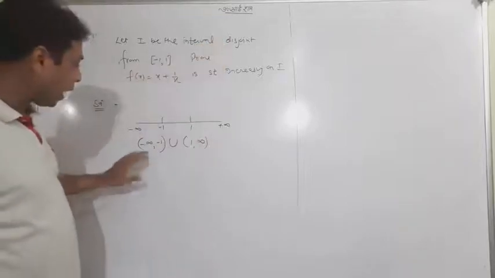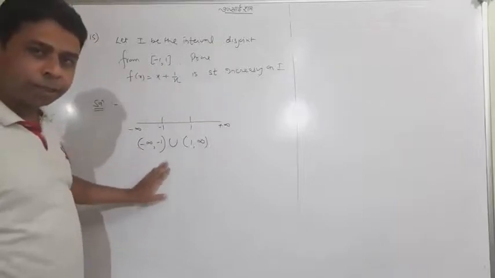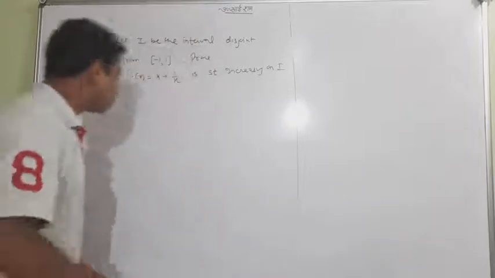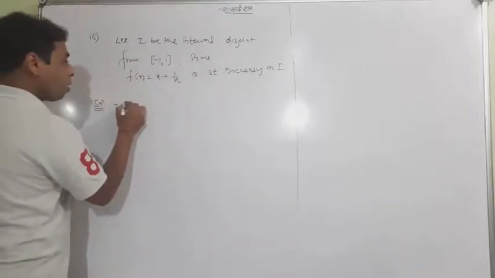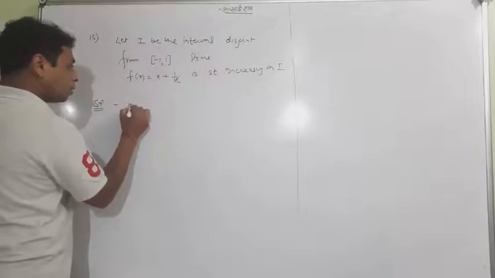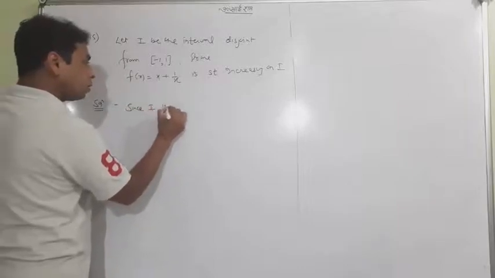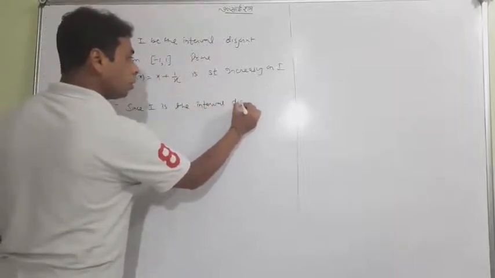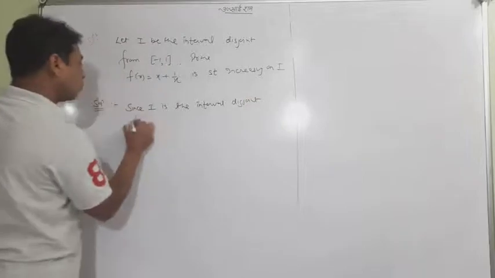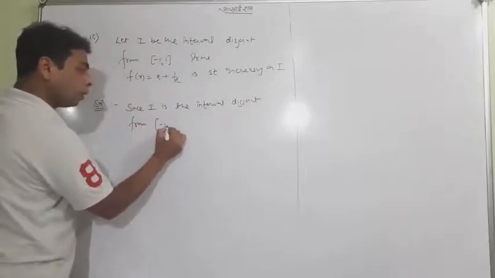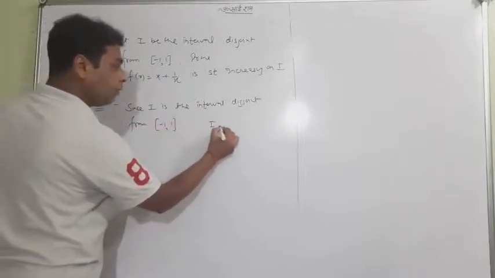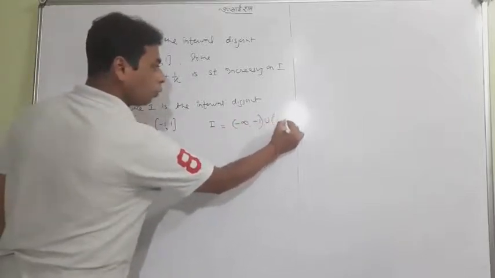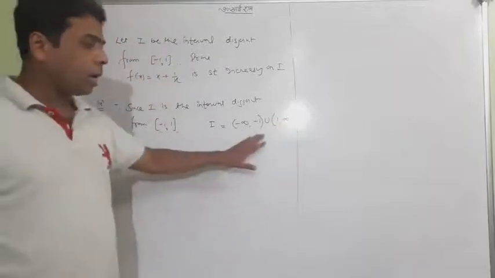So what is our I? I will be minus infinity to minus 1 and 1 to infinity. So as per the question, students, since I is the interval disjoint from minus 1 to 1, I will be minus infinity to minus 1 union 1 to infinity. So this is our I.